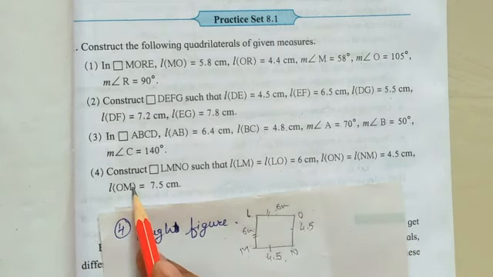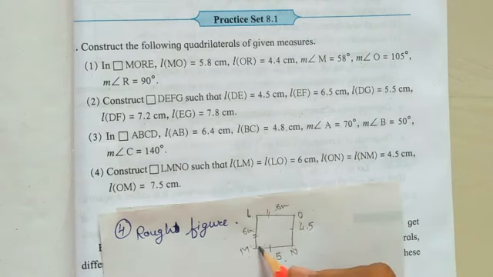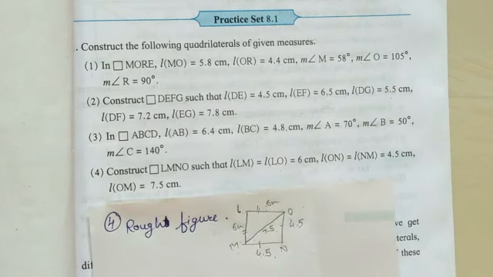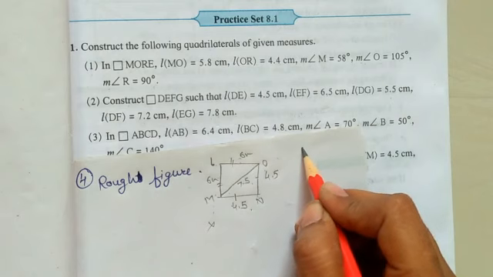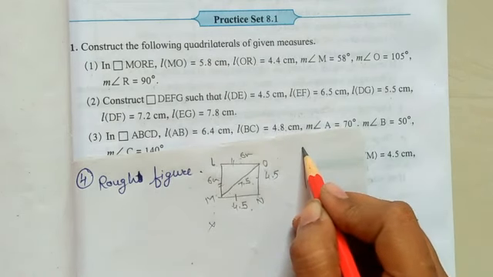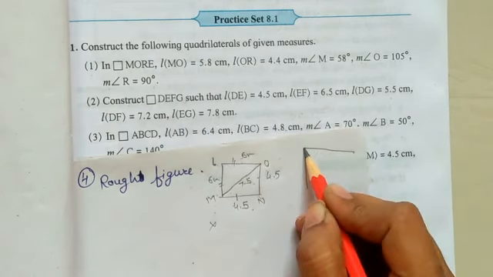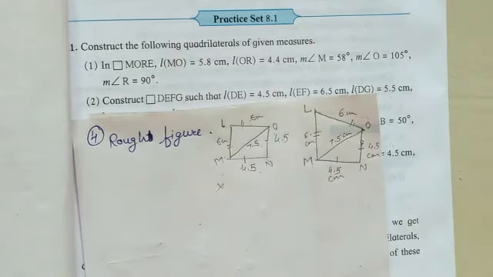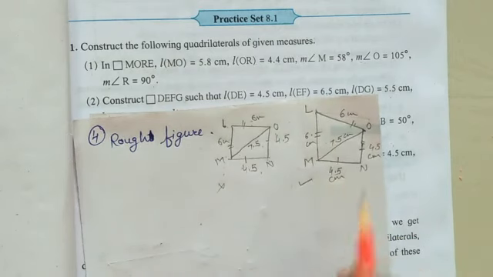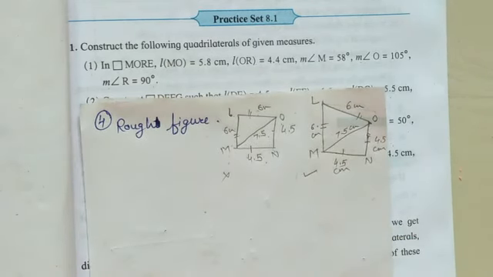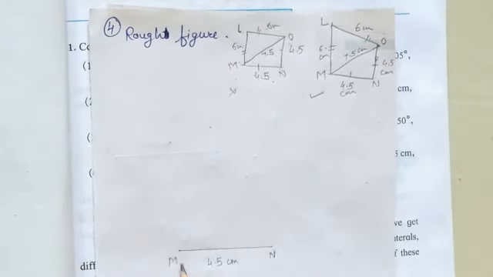And OM, it means one of the diagonals. OM, the diagonal's measurement is 7.5. It means it might be a wrong rough figure. So let's construct it. So students, your rough figure will be like this way, which is the correct one. So let's draw the diagram. So here like this way, I have drawn the base MN, which is of 4.5 centimeter.